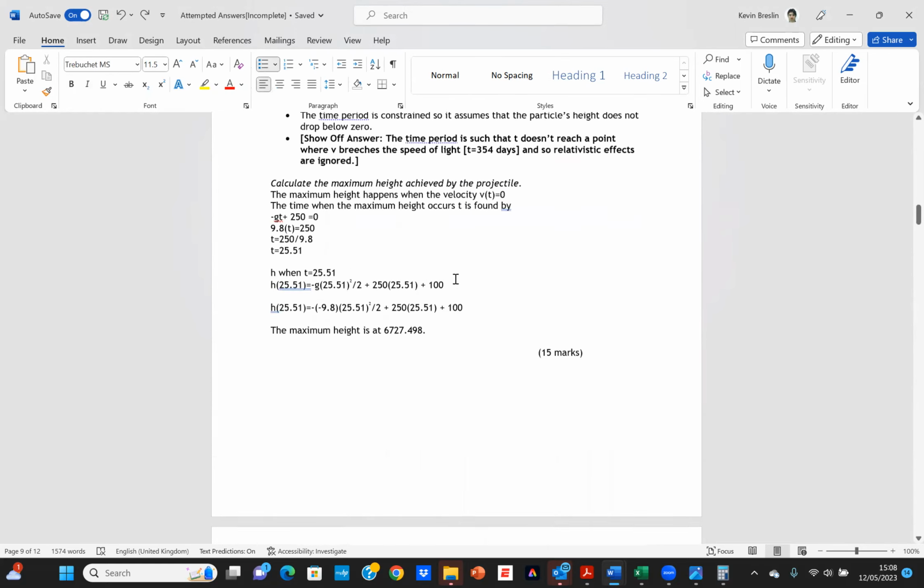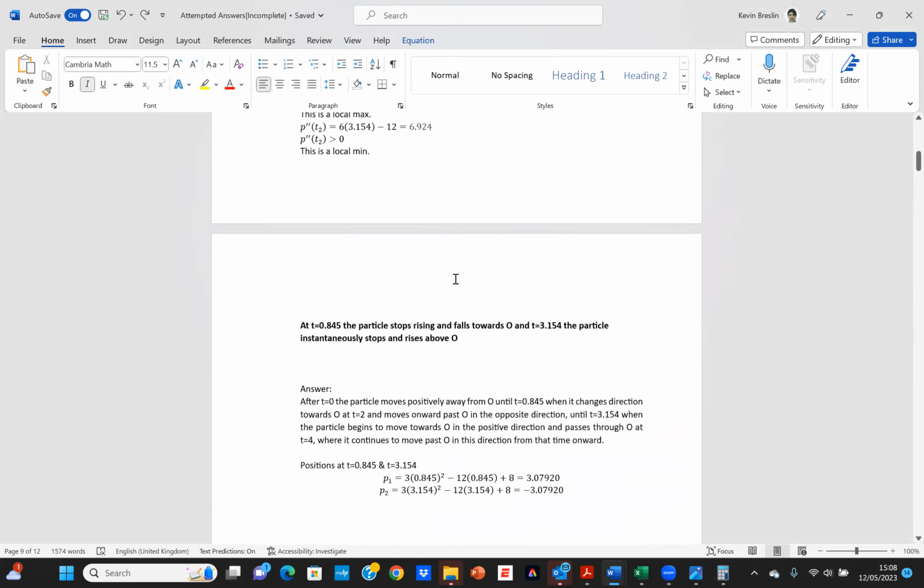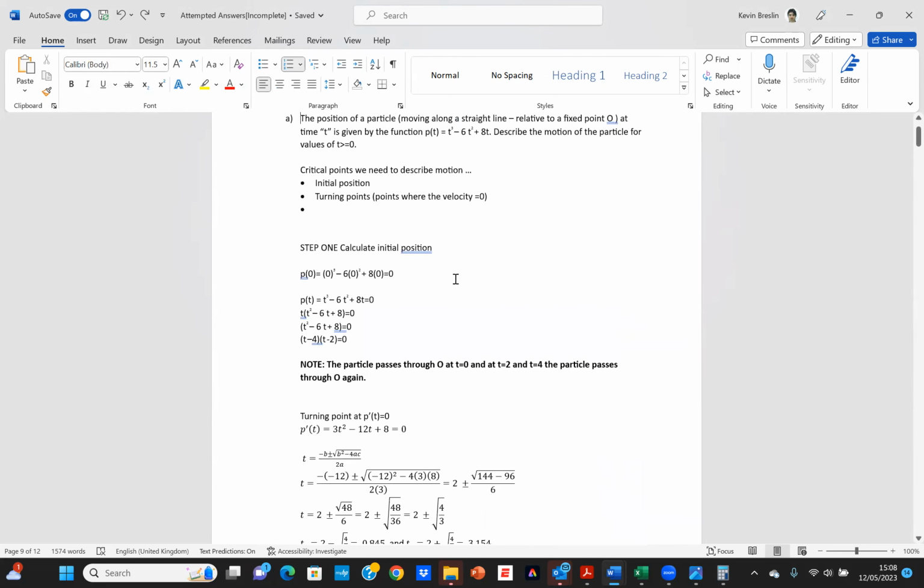Some of them I probably need to look at and have a go at. So I'm going back to this one, and it talks about a particle. Yeah, I'll try and send you them, whatever I can attempt.